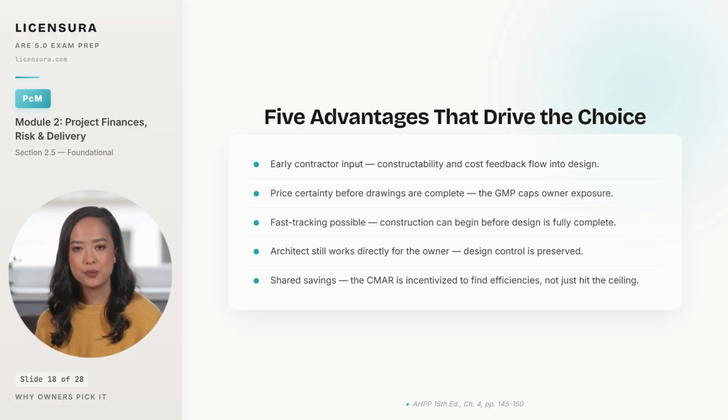Unlike design build, where the architect works for the contractor, in CMAR, the architect retains a direct contract with the owner, so design control stays with the owner and the architect together. And the fifth is the shared savings split, because the CMAR is incentivized to come in under the ceiling, and that single financial detail aligns the contractor's interest with the owner's in a way bid build never does. Pull all of that together, and the value proposition of CMAR becomes obvious. And so does the reason it is the default for so much complex public work.